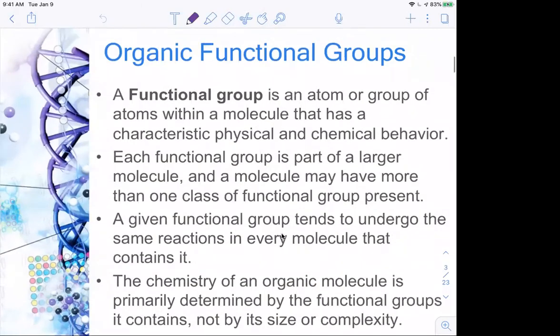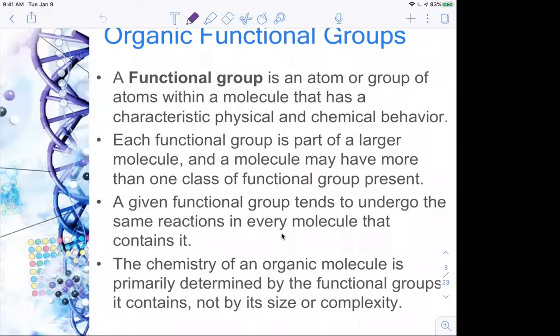A given functional group is going to tend to undergo the same reactions in every molecule that it contains because it's the chemistry. Every functional group that's an alcohol has an OH. Every functional group that's a carboxylic acid has a C double bonded O to an OH, right? So alcohols will have OH. Carboxylic acids will all have this. Ketones will have a functional group like this.